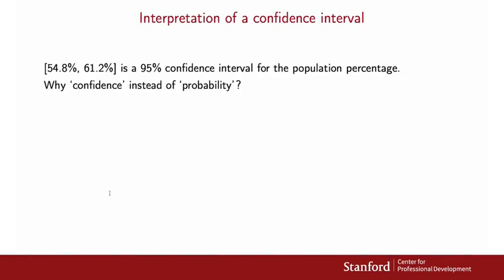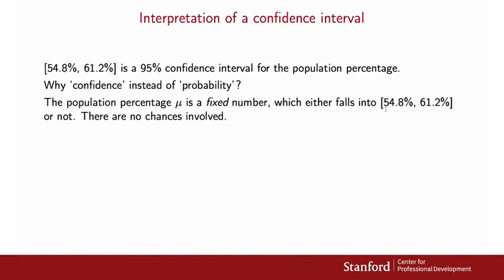So why is this called a confidence interval? Where does the name confidence come from, and why don't we simply say probability? Well, the population percentage mu is a fixed number, and that number is either inside the interval or outside the interval. So once we write down the confidence interval, there are no more chances involved. And for that reason, we talk about confidence.